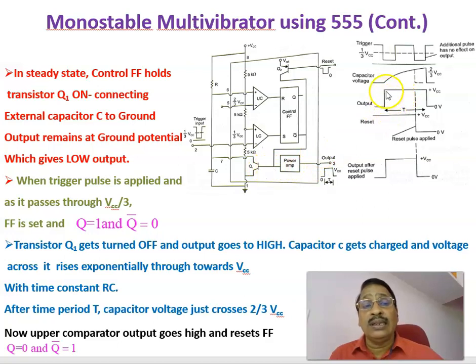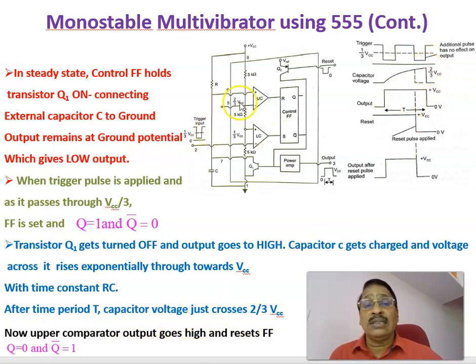That is, the output is going high. Here the output goes high, and the capacitor now gets charged, because the output going high means this transistor is off, and the capacitor is getting charged from here to 2/3 VCC. The capacitor gets charged, and the voltage across it rises exponentially towards VCC. The capacitor is charging through this path with a time constant RC. After a time period of capital T, the capacitor voltage just crosses 2/3 VCC.